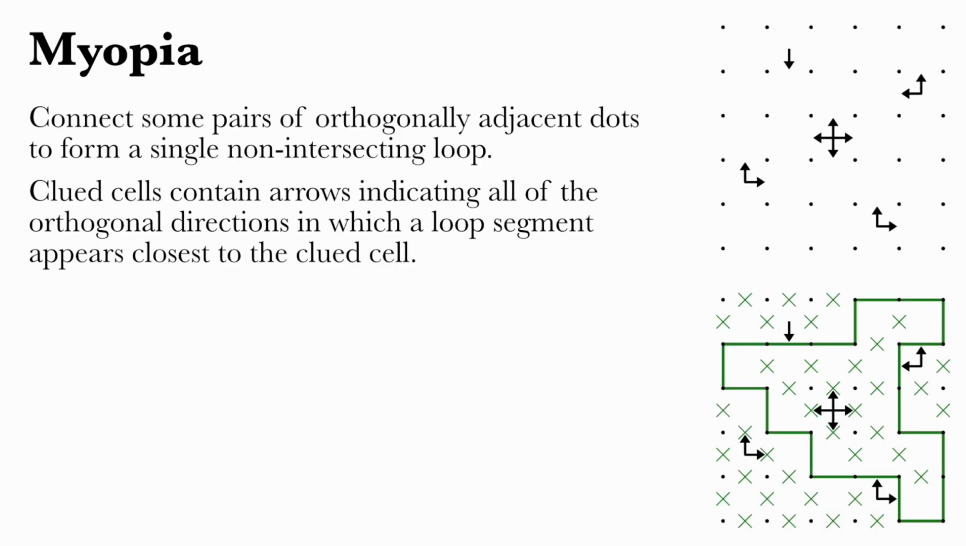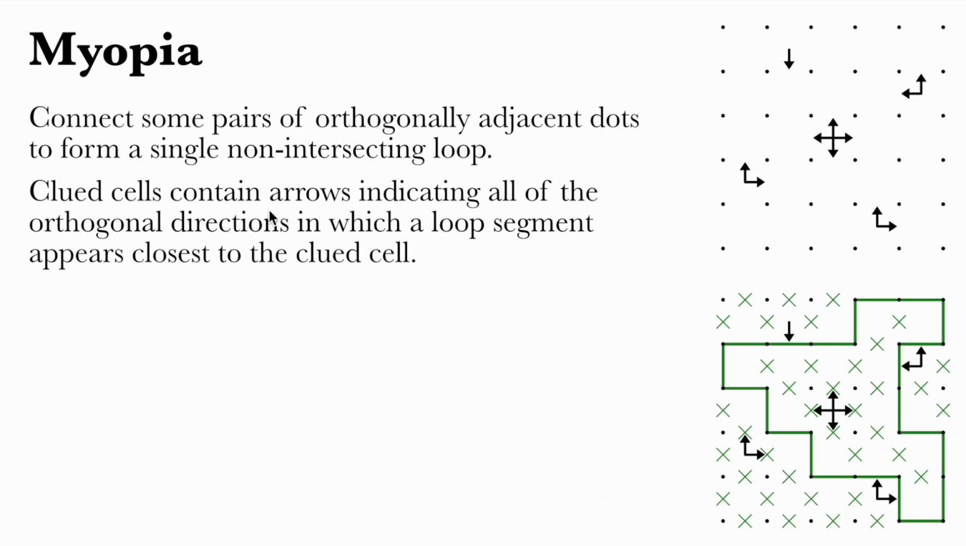And without further ado, we need to take a look at the rules. In a myopia puzzle, we will connect some pairs of orthogonally adjacent dots to form a single non-intersecting loop. So we are going to be traveling along the dots in the grid just like we would in a Slitherlink puzzle, and creating a single loop that goes horizontally and vertically only, not diagonally, through that grid. It doesn't cross itself, it doesn't branch off or anything like that.